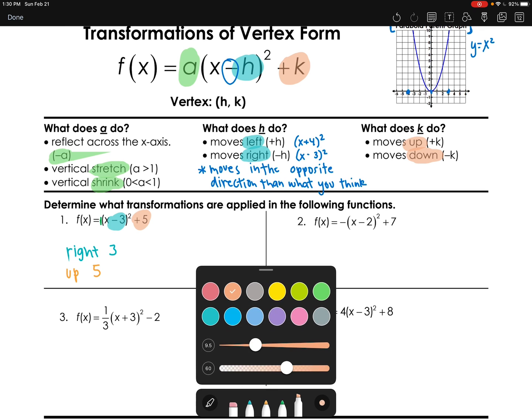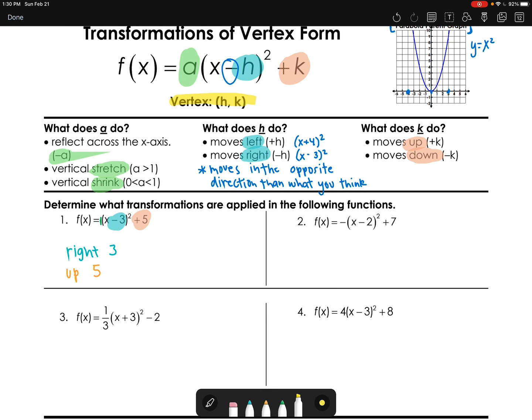And I didn't mention this earlier, guys, but what these transformations really tell you is where the new vertex is. This is called vertex form because the vertex of a parabola is what having a quadratic written in this form shows us. Our vertex is at h comma k, and so these values right here tell me what my new vertex is. And so if it moves right 3 and up 5, then my new vertex is 3 comma 5. But we'll get to that a little later in the notes.